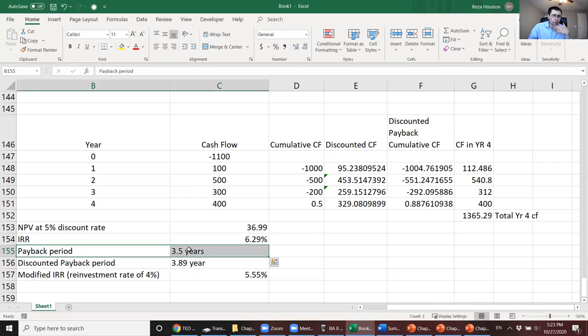Payback period, this is only really useful for short-term projects. We usually don't use this method for longer-term projects like building a building, building a nuclear power plant, or developing, let's say, raising some forest land to plant corn on. That would be a longer-term investment, and the payback period really wouldn't be applicable here.